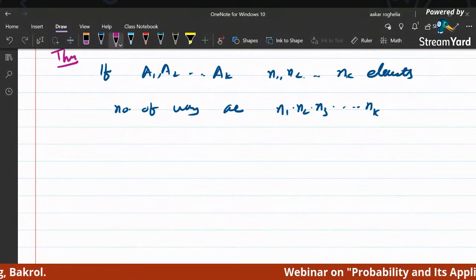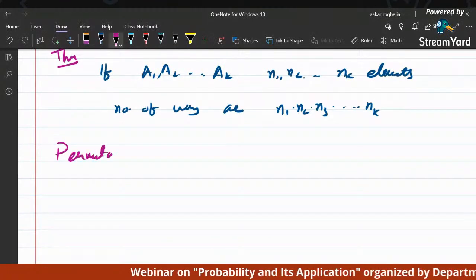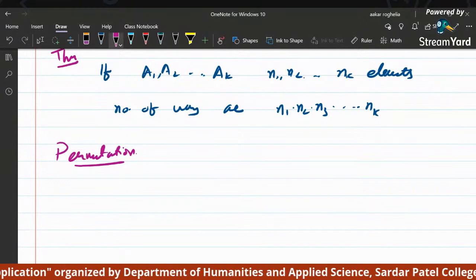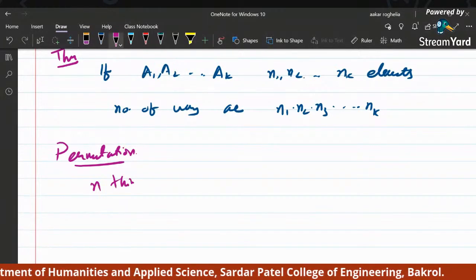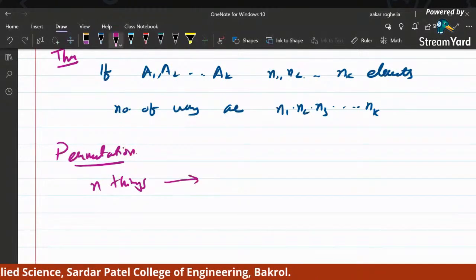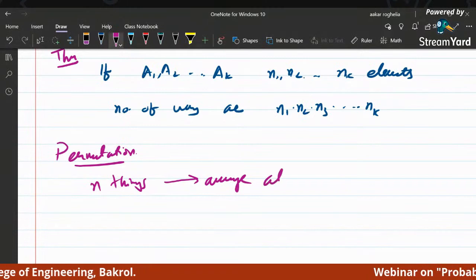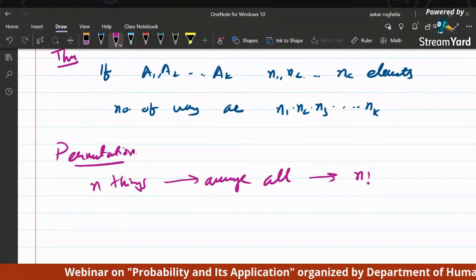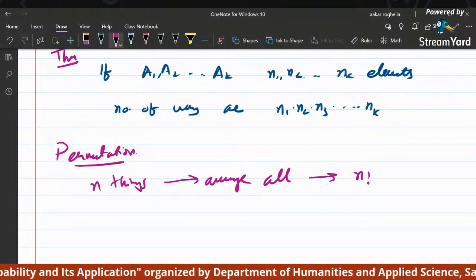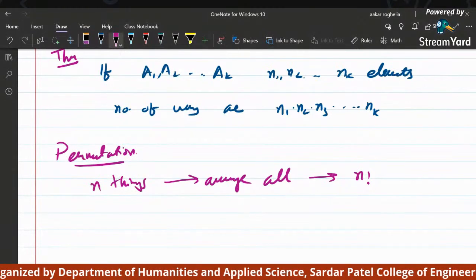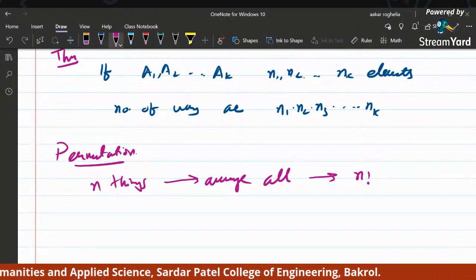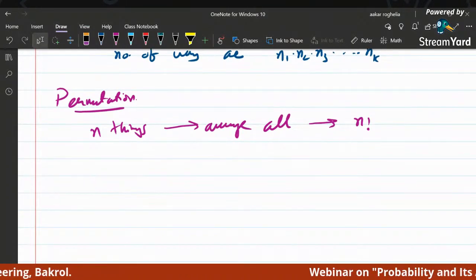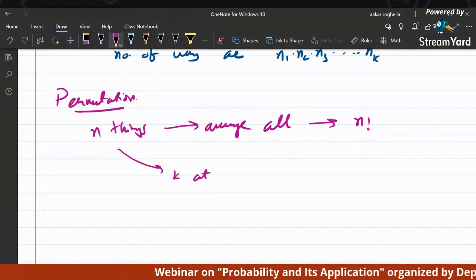Again, one more thing is the permutation. Permutation is nothing but the rearrangement of something. When you have n things and you want to arrange all of them, the number of ways possible is n factorial. But generally, when you have n things, you don't want to take all of them. You want to take fewer things. Out of n things, you want to take k at a time.